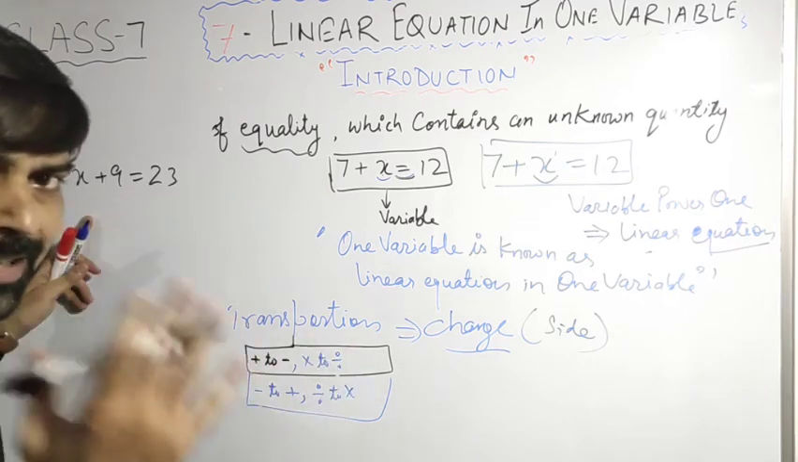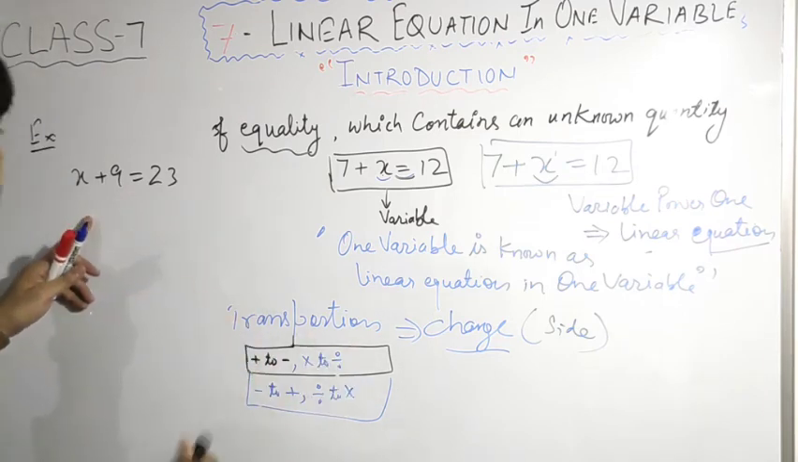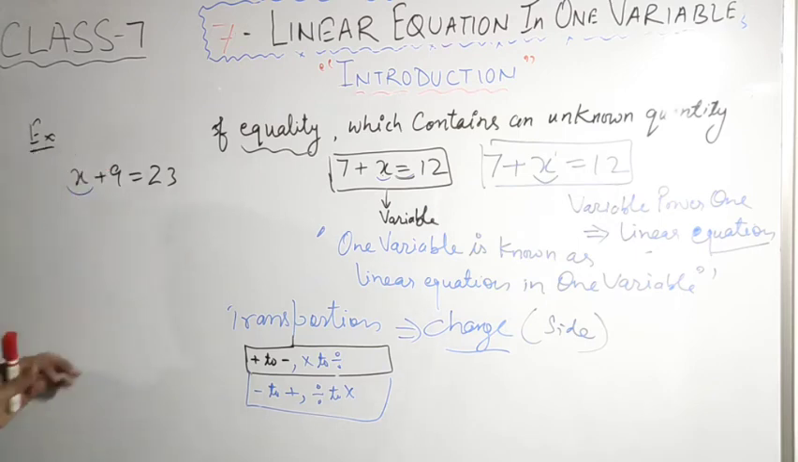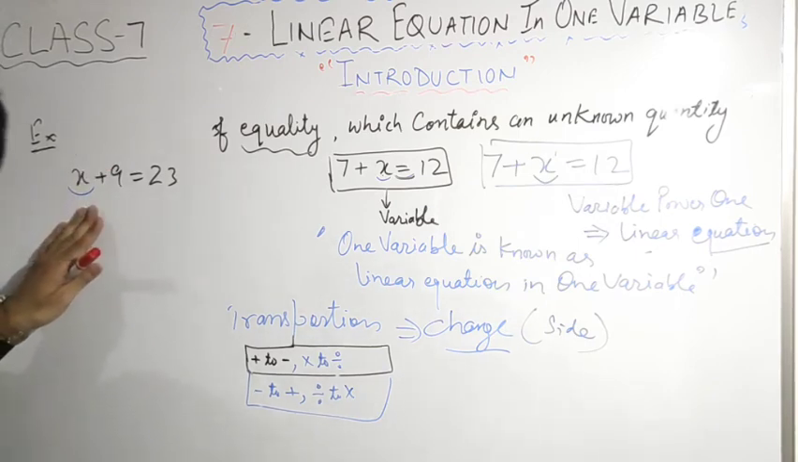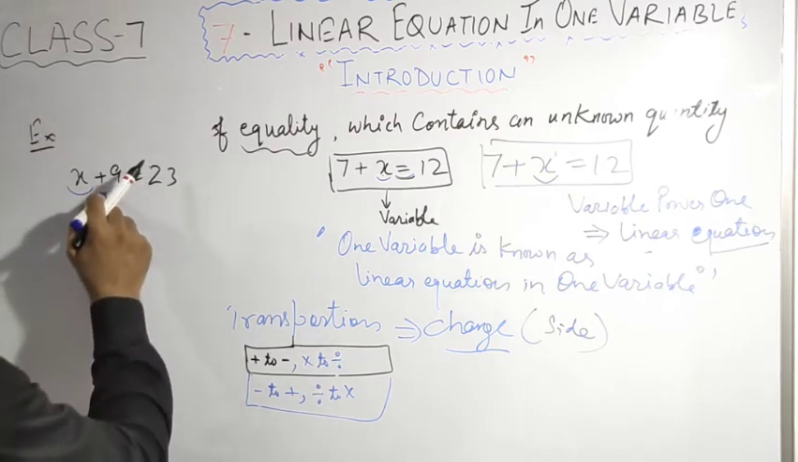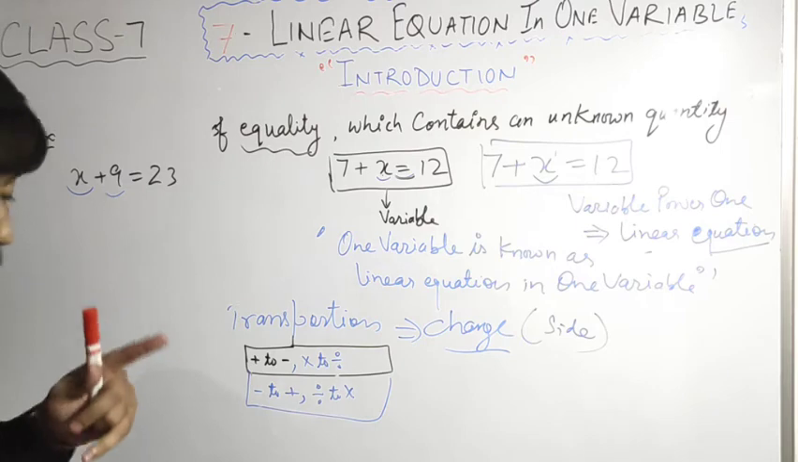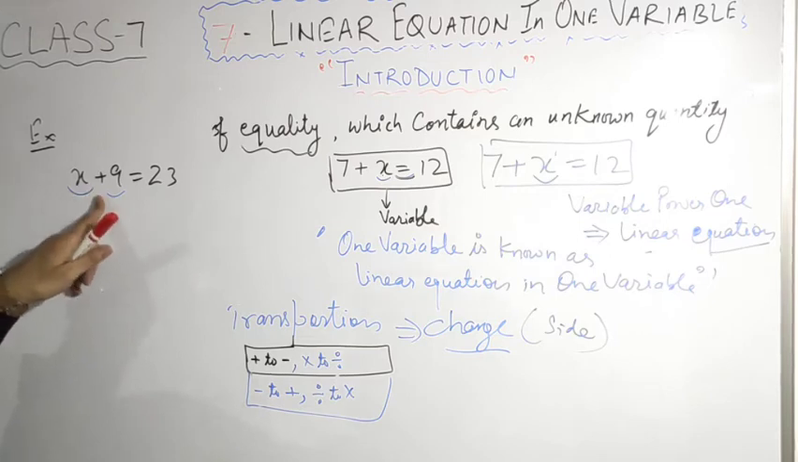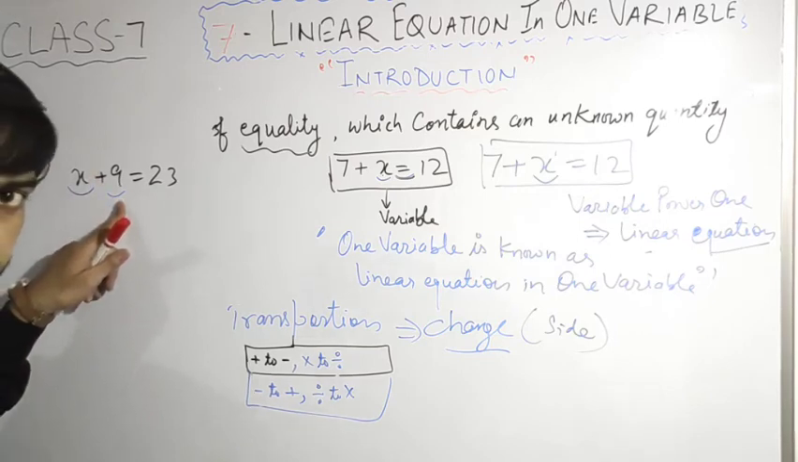And which number can we transport? We always transport the variable side number. And which is the variable? x is the variable. And which number is on the variable side? 9. So keep in mind, when we transport the 9, or when we change the side of the 9, we also change the sign of the plus.